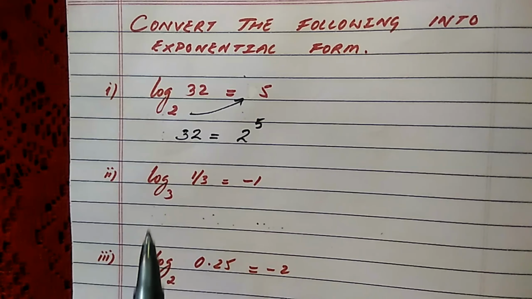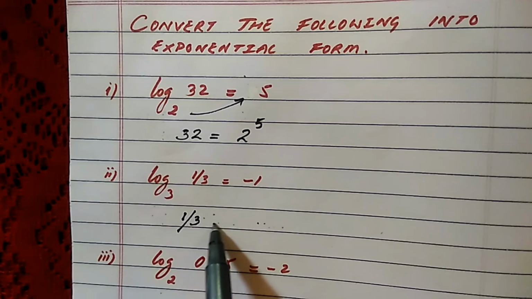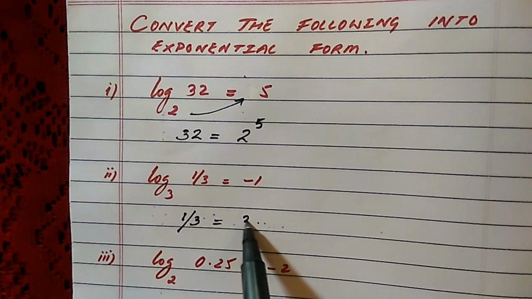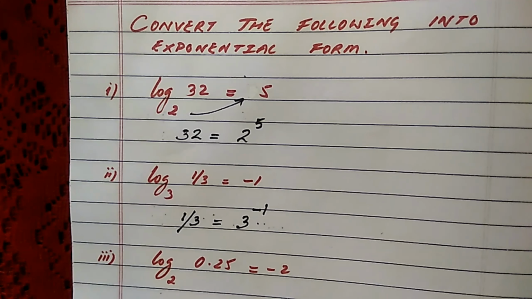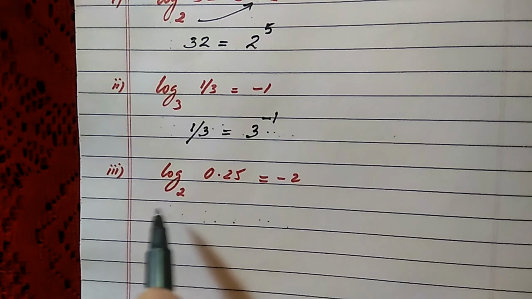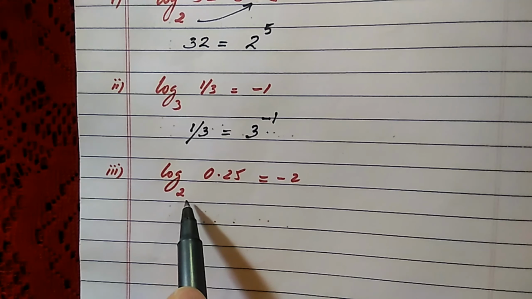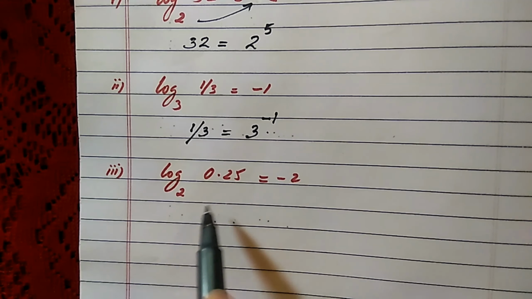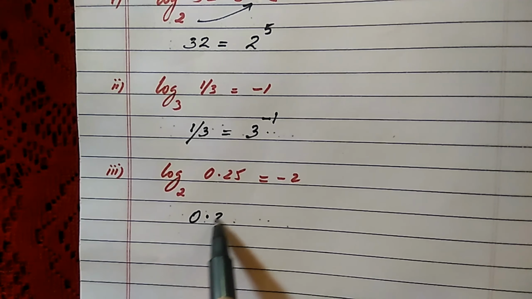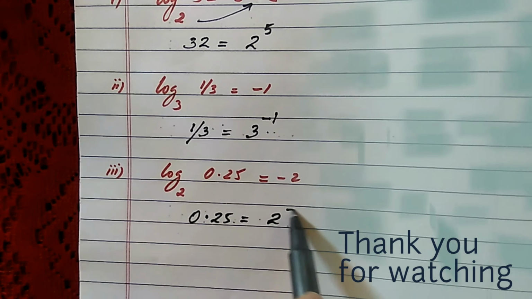Another one, you have to write first 1 upon 3 is equal to 3 goes on the other side and minus 1 goes to the power. Simple. Let's look at the last one. Log of 0.25 with base 2 is equal to minus 2. So we write 0.25 is equal to 2 to the power minus 2.